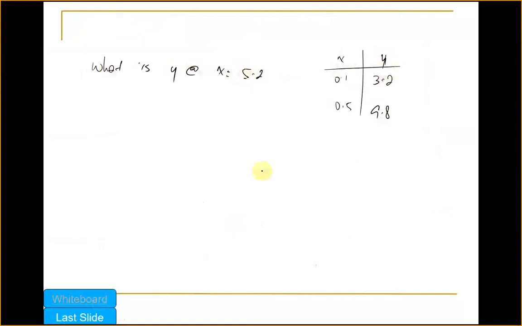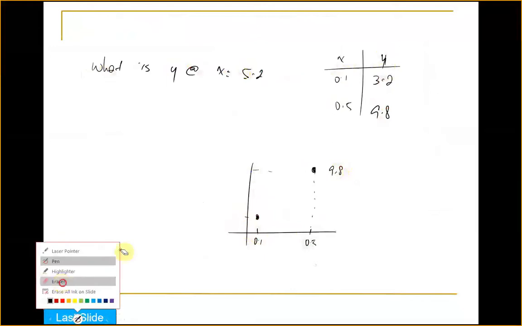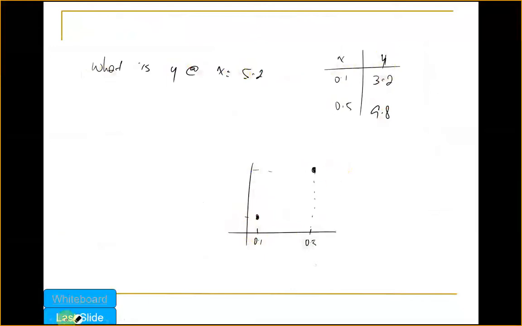Okay? All we know is that we have a function. We know that at x equals 0.1, the function is 3. Alright? And we know that at x equals 0.5, let's say this is 0.5. This is 0.1. The function is about, let's say this is where 9.8 is. Everybody understand this graph, right? Yes? Yes, that's so far. Alright.